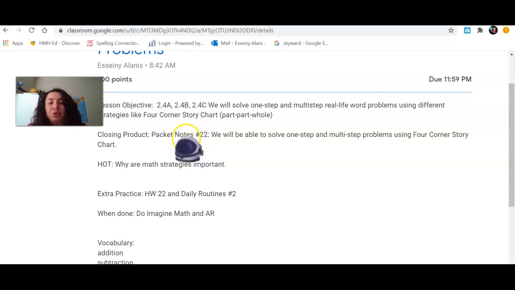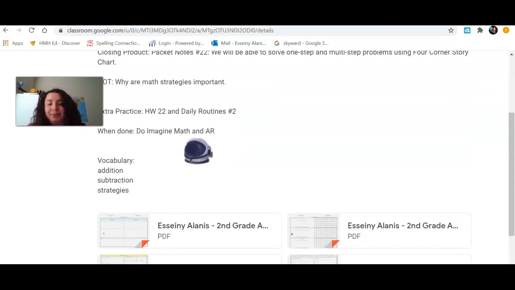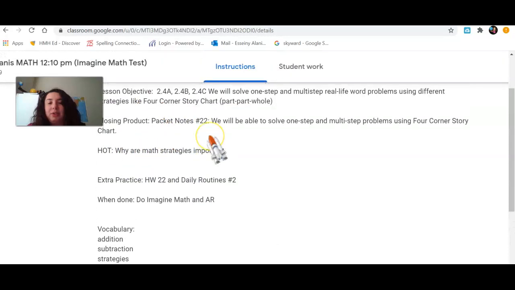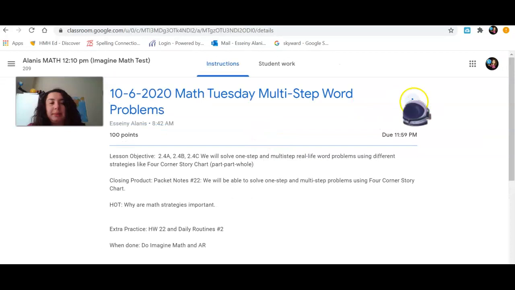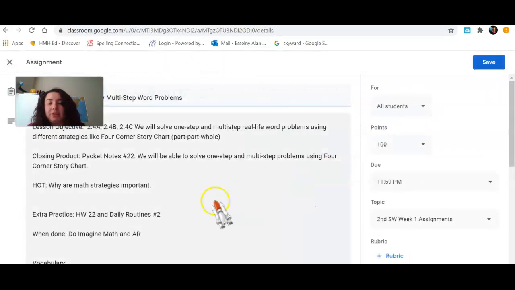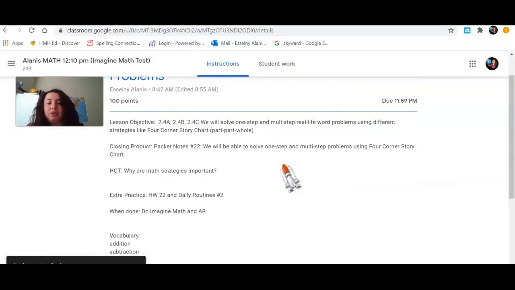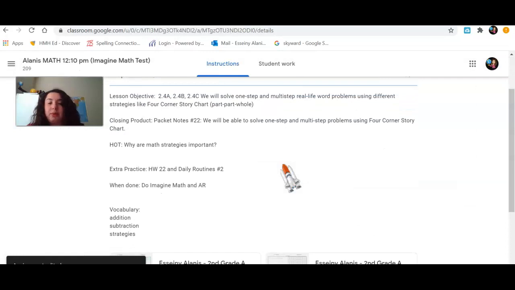Packet Notes 22. At the top of your paper, it's going to say Notes 22. And then this is our higher order thinking question. Let me fix the question. I accidentally put question period. Why are math strategies important? Why are math strategies important? So as we're solving this problem, let's think about that. Why is it important for us to use strategies when we're solving word problems?